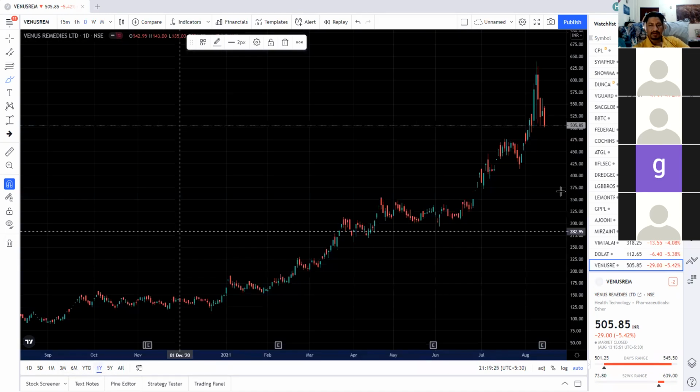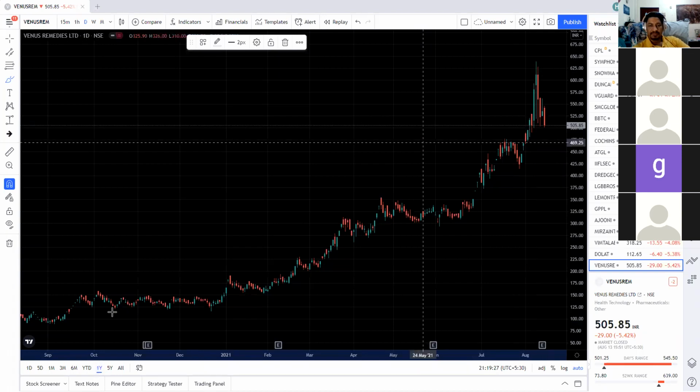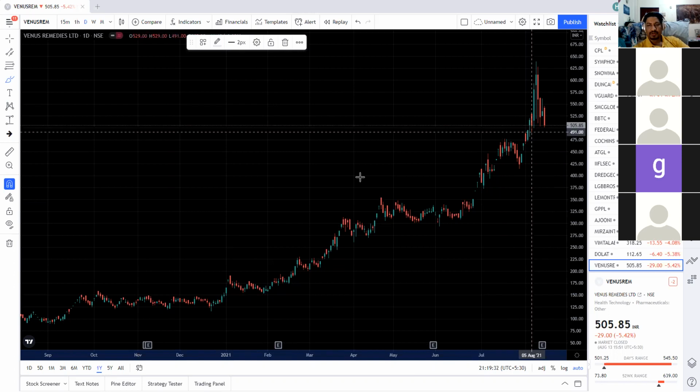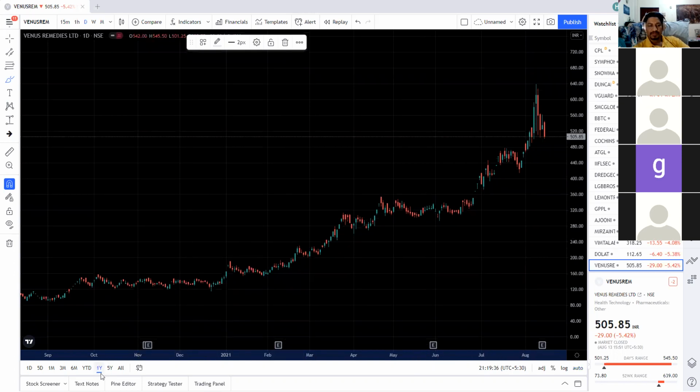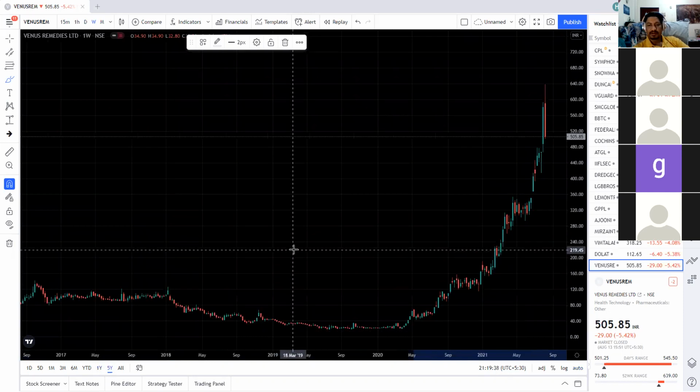I can select different time frames where I'm interested to know about this particular stock. If I want to study for 1 year, 5 years, I can select directly here.